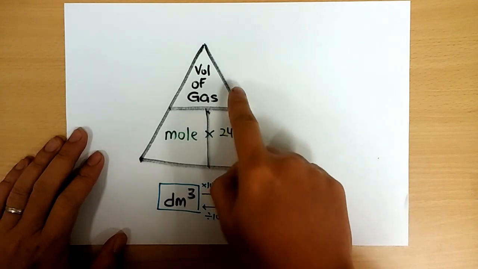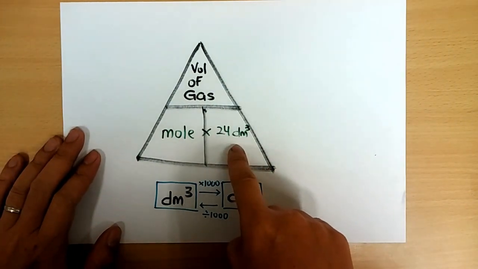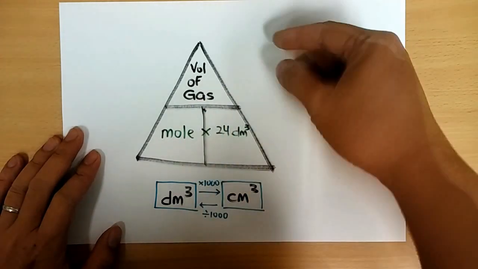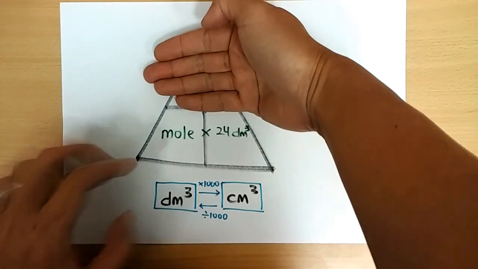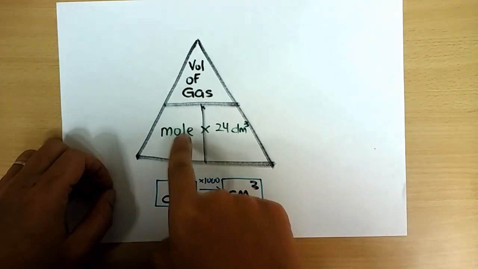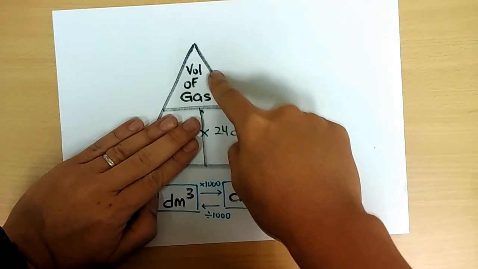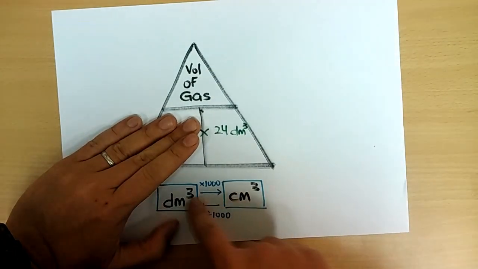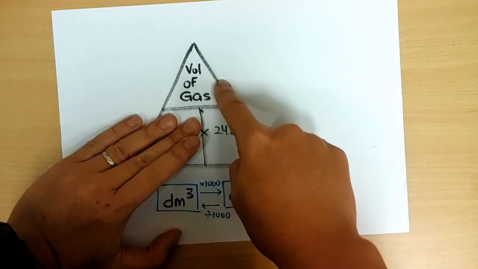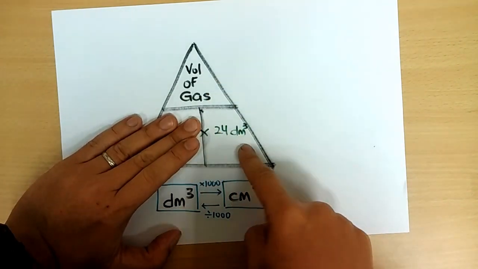Now, 1 mole of gas will occupy 24 dm cube. So the formula that we will be using for today will be, if I want to find volume of gas, take the mole times 24. If I want to find the mole, take the volume of gas, but make sure the unit is converted to dm cube. So take volume of gas divided by 24 dm cube.